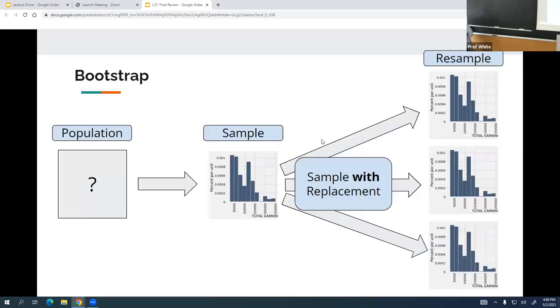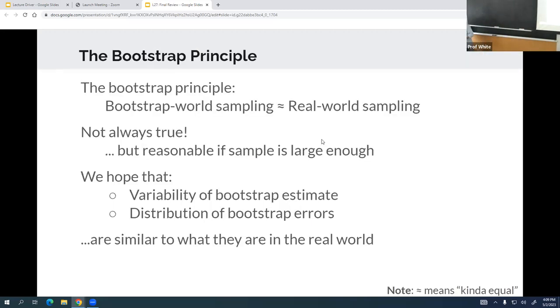All right, bootstrap, I see your picture. So bootstrap is basically when you don't have the full population, or suspect you don't have the full population, and you have a sample of it. So what you do is you sample the whole sample that you have, but with replacement. In other words, you can get the same row again and do that a bunch of times, and then calculate your statistic off of that.